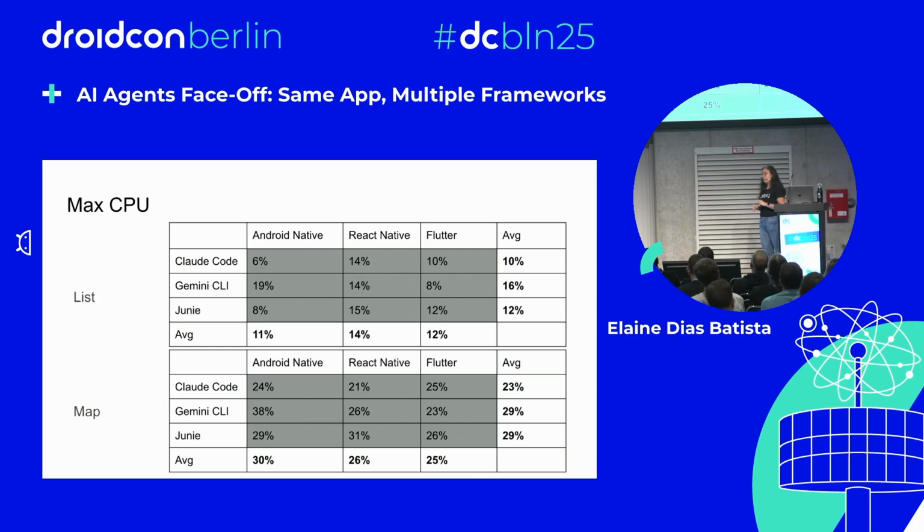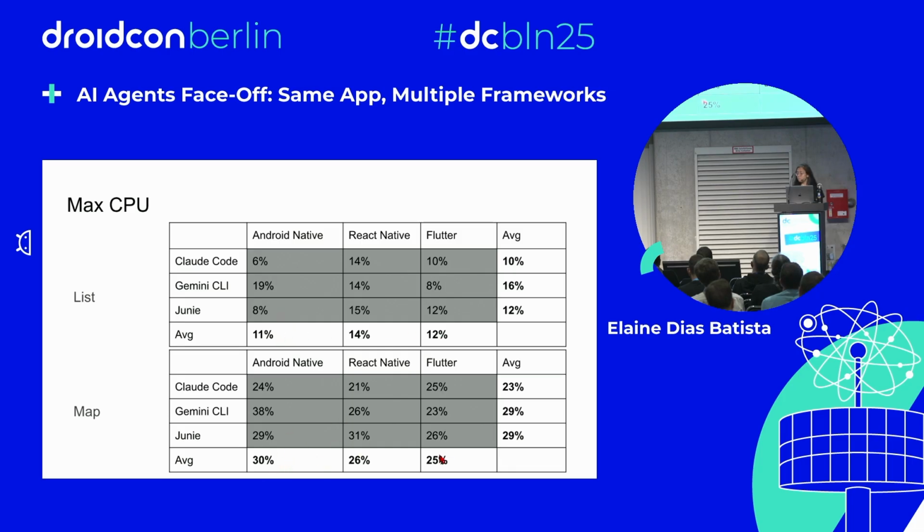For CPU, though, I looked at the maximum CPU when I was spamming the UI, what numbers I could get. I didn't put anything in green or red here because if for the RAM we can really see that Android native performed the best, I think here the results are more or less the same. Still, Android is having better results for the list, 11, 12, 14 here.